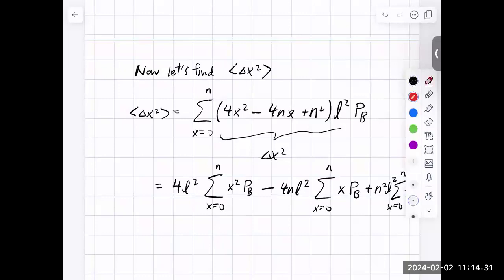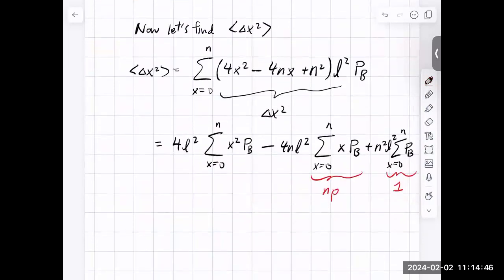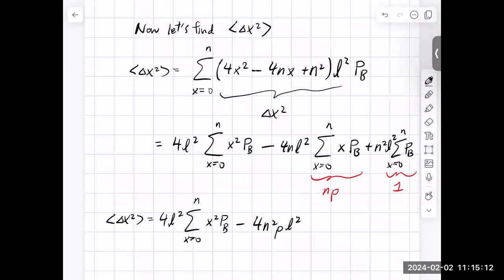All right. So we already dealt with things like this. We said this was just going to be n times p. And we said this was just going to be a 1. And so what we're left with is the average of delta x squared is 4L squared times this first sum, which is something we haven't tackled yet and we're going to have to do some work on, minus 4n squared p L squared plus n squared L squared. All right, hopefully that's right. Let's see if we're on track here. I think we're okay.